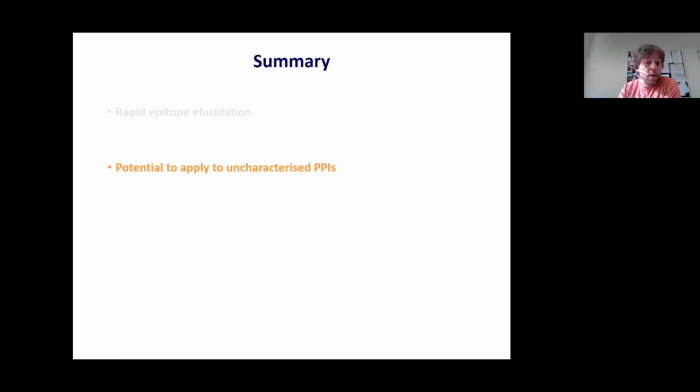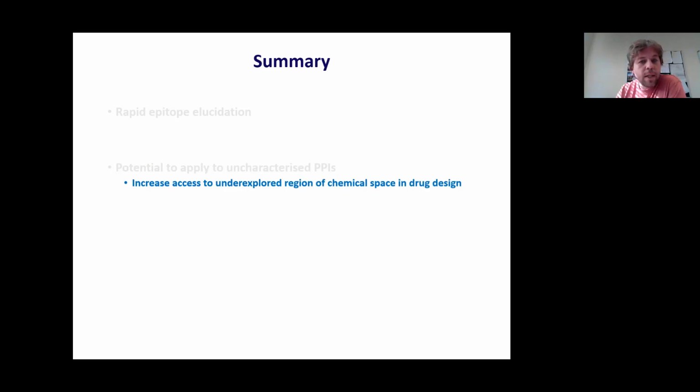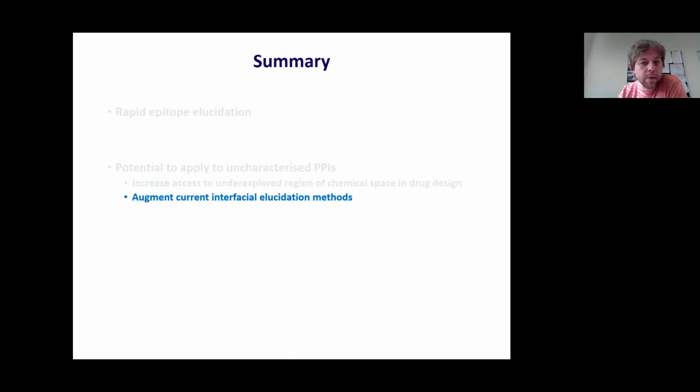We have the potential to apply this to uncharacterized PPIs, so we're looking quite heavily to find money to do this kind of project now. This will increase our access to this underexplored region of chemical space and drug design, augment current interfacial elucidation methods, and hopefully let us rapidly respond to mutations as they emerge in the environment. And this will require only sequence data as opposed to full-scale structural data.